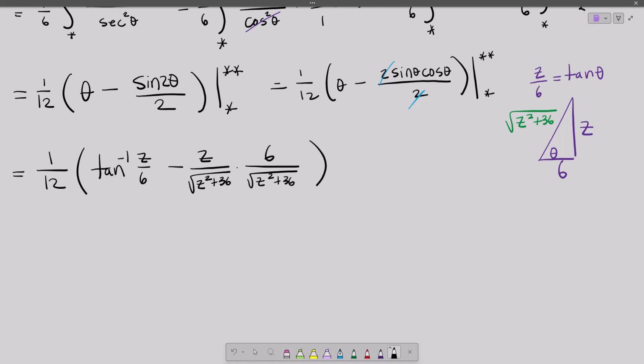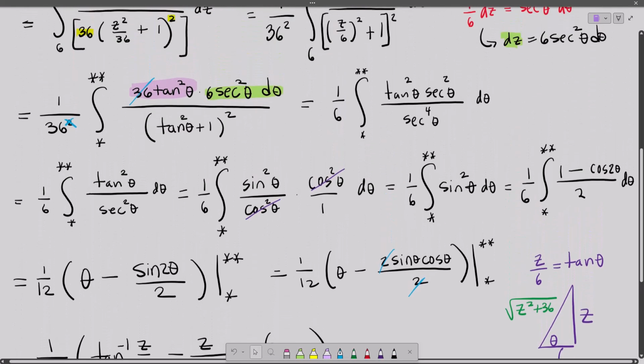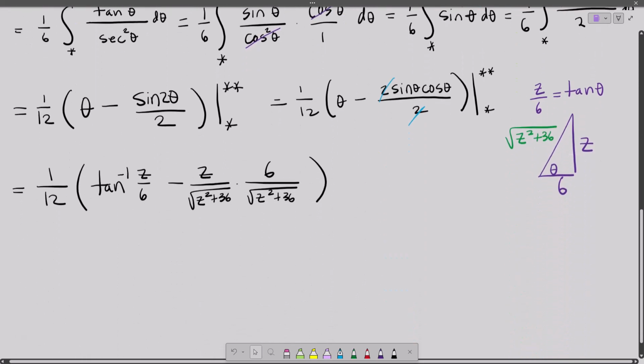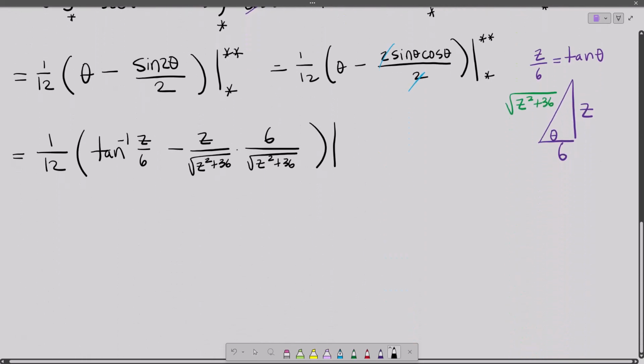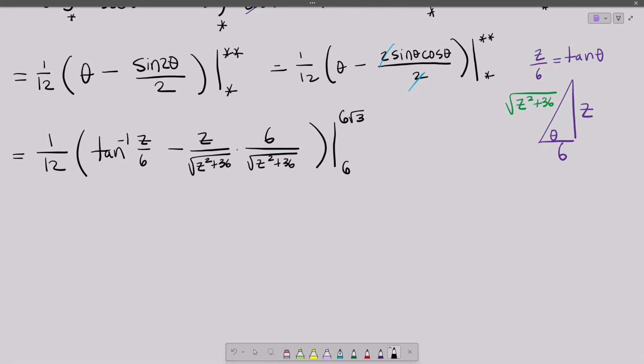Close this off. Now we're back to z limits. I have no idea what those were. 6 and 6 root 3. Got that.